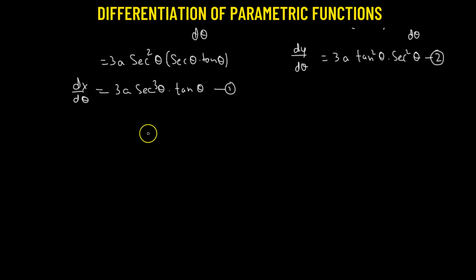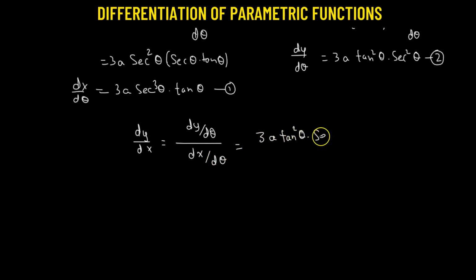Now our task will be to obtain the derivative of y with respect to x. To obtain this value, all we have to do is divide equation number 2 by equation number 1. That means we'll take the derivative of y with respect to theta and divide this result by the derivative of x with respect to theta. So this is going to give us 3a times tangent squared theta multiplied by secant squared theta, whole thing divided by 3a multiplied by secant cube theta times tangent of theta.